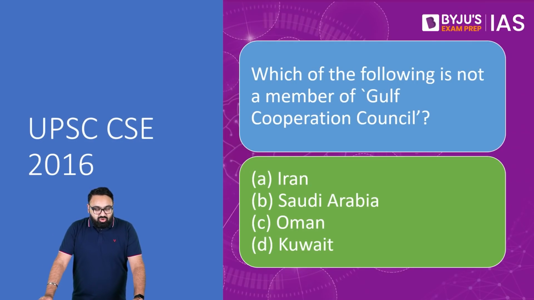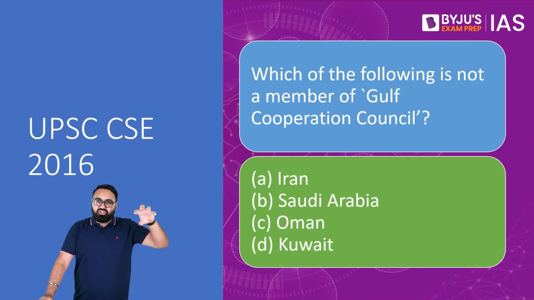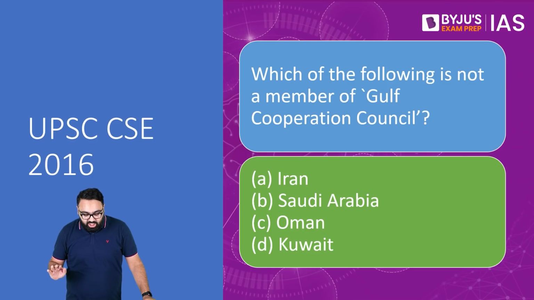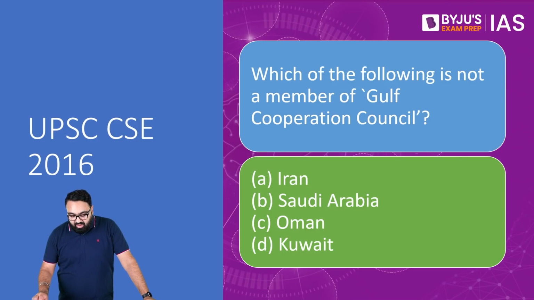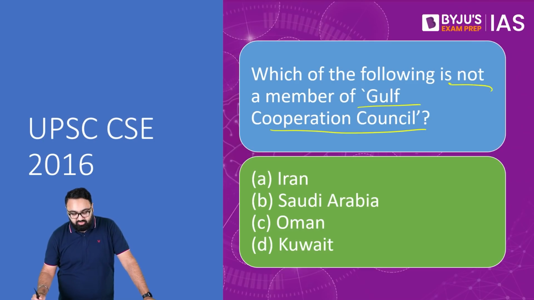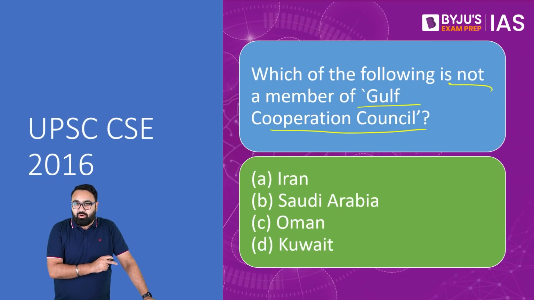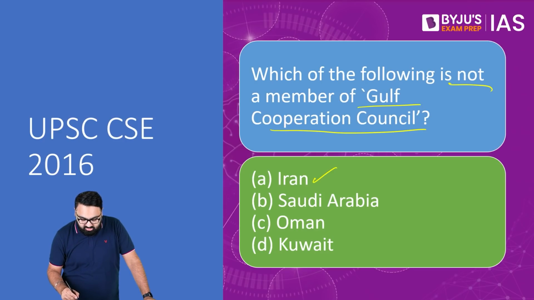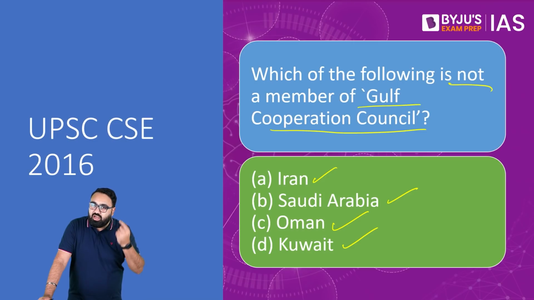Now, let me give you an example of what question has been asked and how can you actually take help of this mnemonics, the ones that we just discussed, to solve those questions. In 2016, this question was, which of the following is not a member of the Gulf Cooperation Council? Gulf Cooperation Council. Remember? We just discussed about it, right? Now, the options are Iran, Saudi Arabia, Oman, and Kuwait. Just try and remember what did we discuss about the Gulf Cooperation Council.